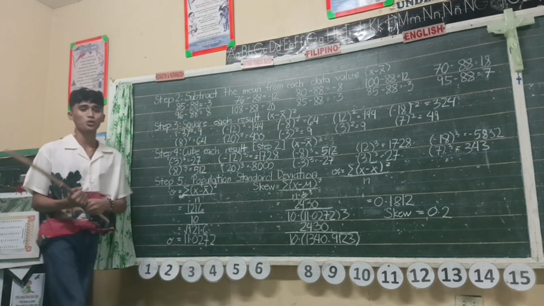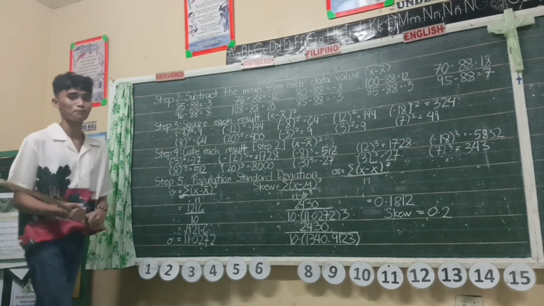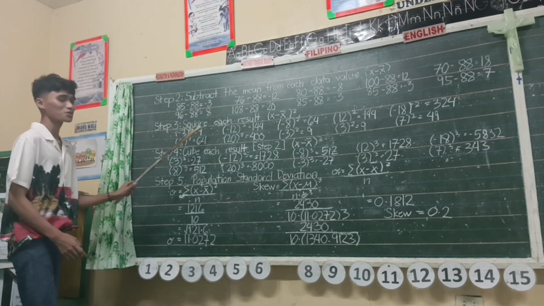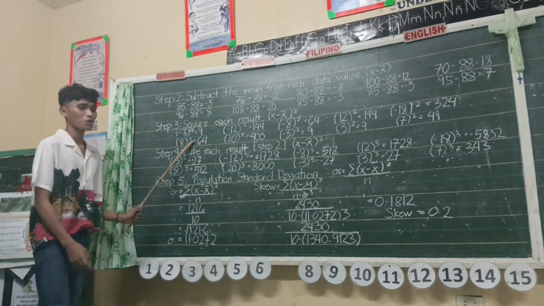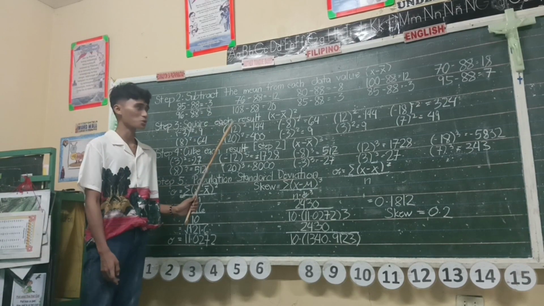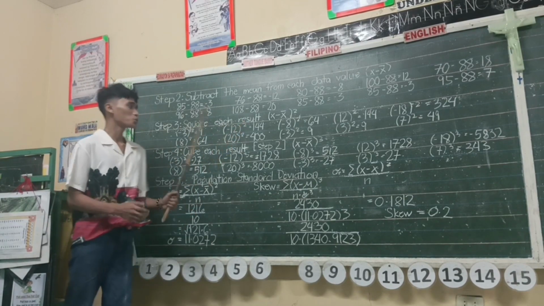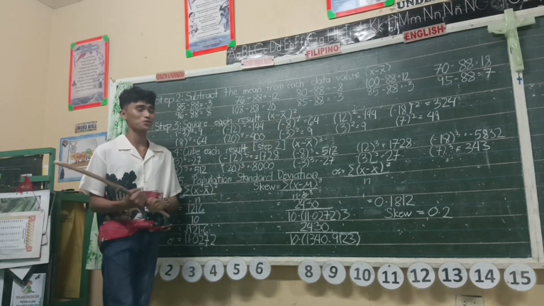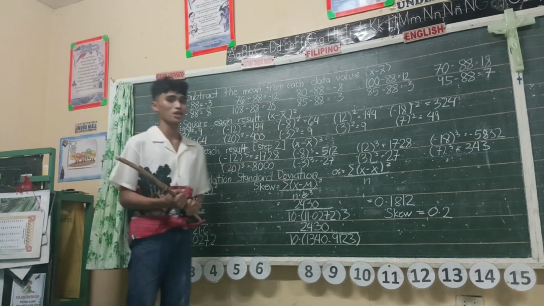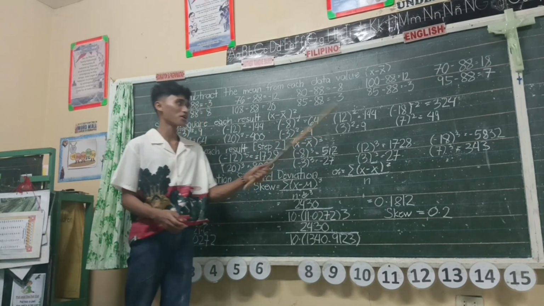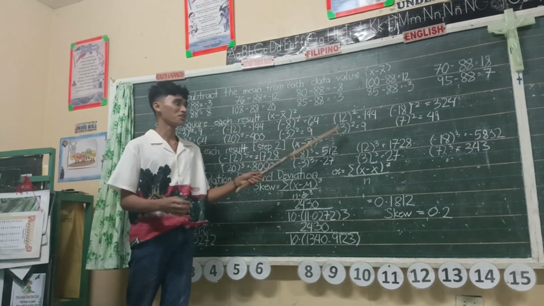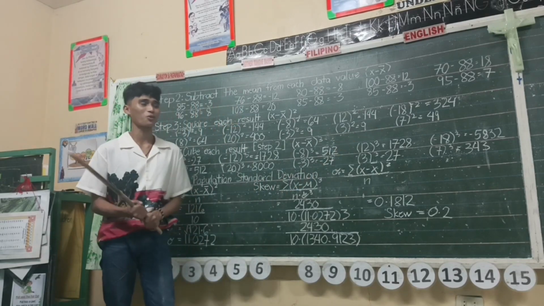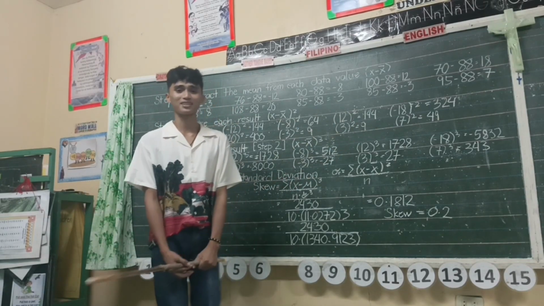Step 3, we need to square each result calculated in step 2. So first, negative 3 squared is equal to 9. 8 squared is equal to 64. Negative 12 squared is equal to 144. 20 squared is equal to 400. Negative 8 squared is equal to 64. Negative 3 squared is equal to 9. 12 squared is equal to 144. Negative 3 squared is equal to 9. And negative 18 squared is equal to 324. And 7 squared is equal to 49.